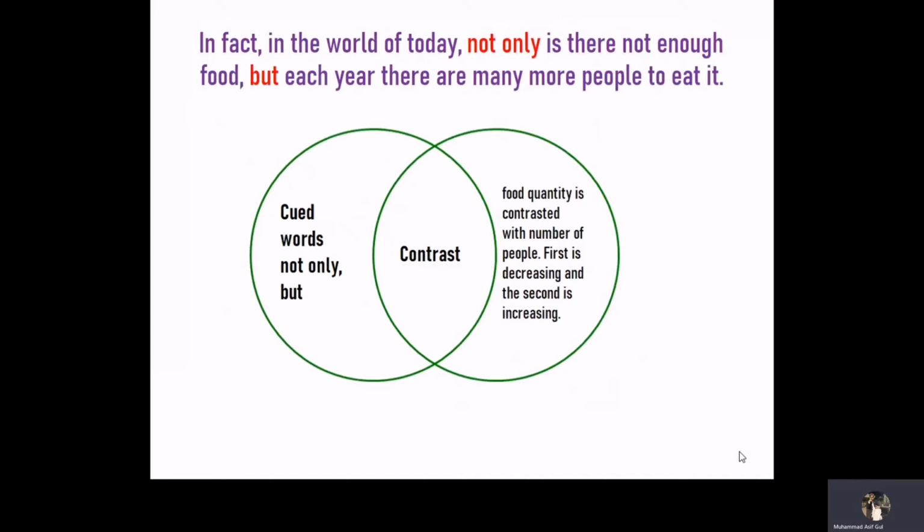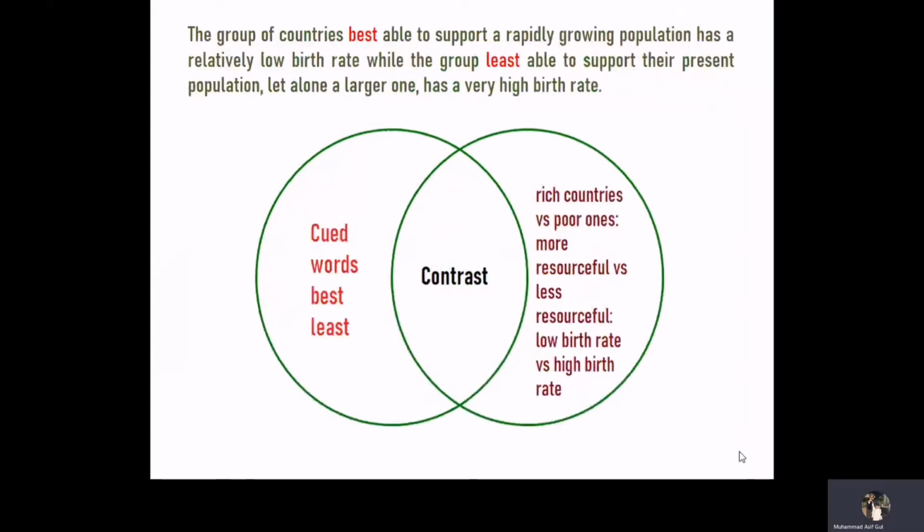Let's apply it on another sentence. Here we have a long sentence. The group of countries best able to support a rapidly growing population has a relatively low birth rate, while the group least able to support their present population, let alone a larger one, has a very high birth rate. Here we have two cued words, best and least, and these two words show contrast.